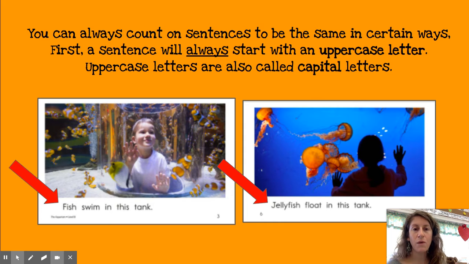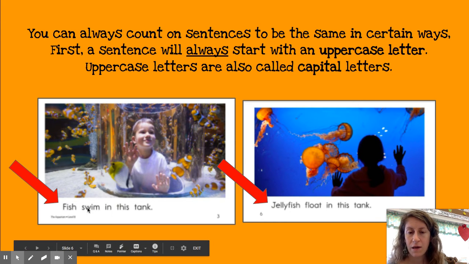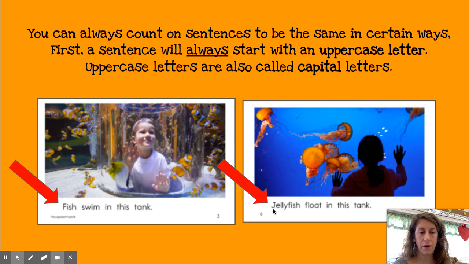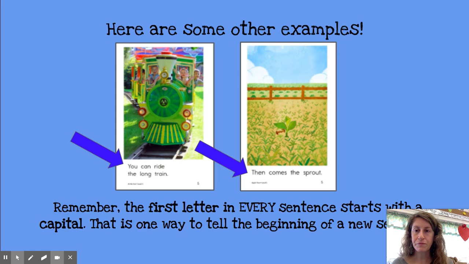First, a sentence will always start with an uppercase letter. So here you can see an uppercase F starting this sentence, and here you can see an uppercase J starting this sentence. Uppercase letters are also called capital letters. So if you hear your teacher saying uppercase, or if you hear your teacher saying capitals, they're talking about the same thing.